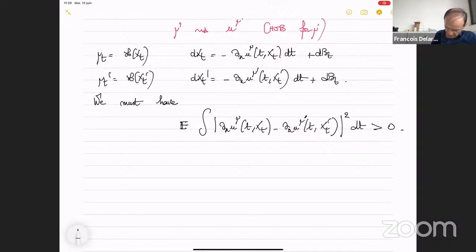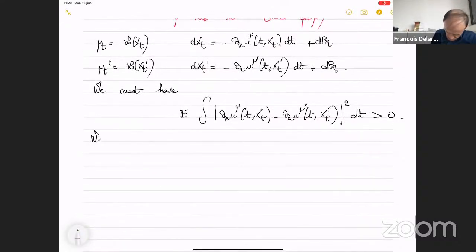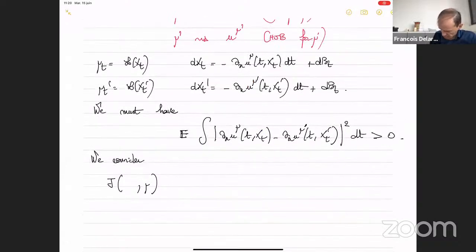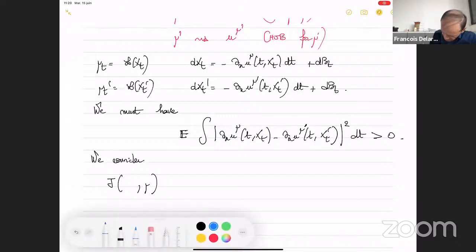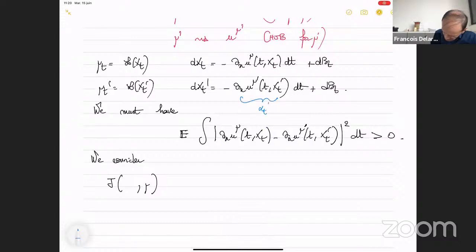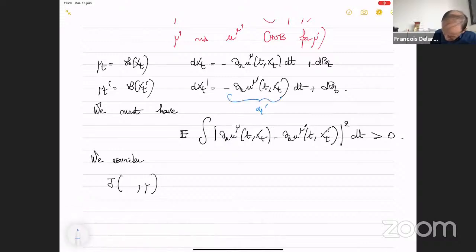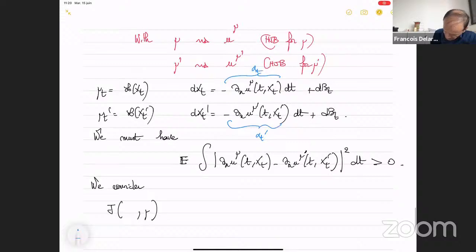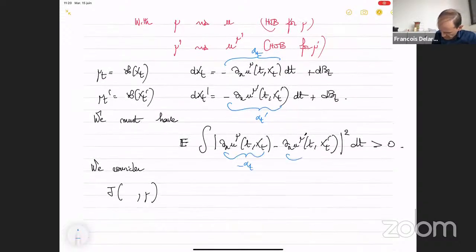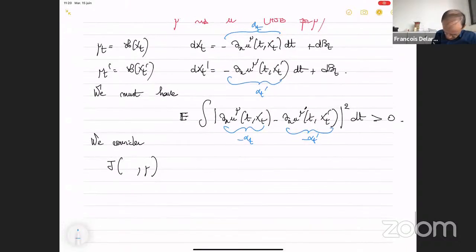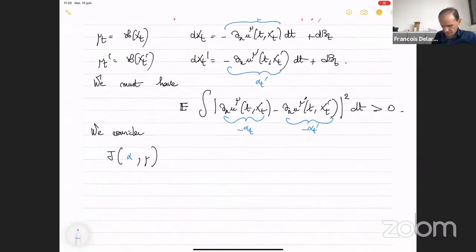in the first, I have two cost functionals. So then we consider the two cost functionals. We consider J mu, or maybe let me use the same notation as the one I had yesterday. Let me introduce a bit of notation, as otherwise this will be too complicated for me. So here, let me call this guy alpha t prime with the minus. So this guy is alpha t prime, and this one is alpha t. So here this is minus alpha t, and here this is minus alpha t prime. And so I consider the cost of alpha in the environment mu.